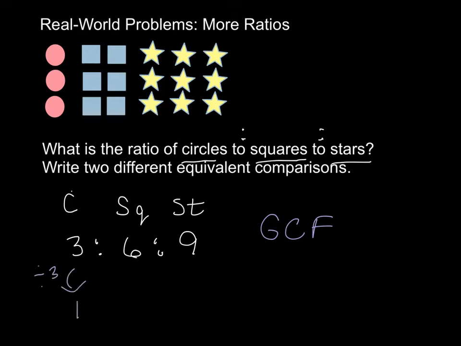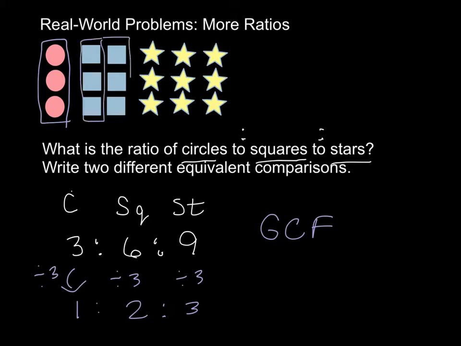And that'll give me 1, 2, to 3. And dividing them by 3 means I put them in groups of 3. So here's one group of 3, so there's my 1 down below. And then in this one I have 2 groups of 3, so that's my 2 down below.